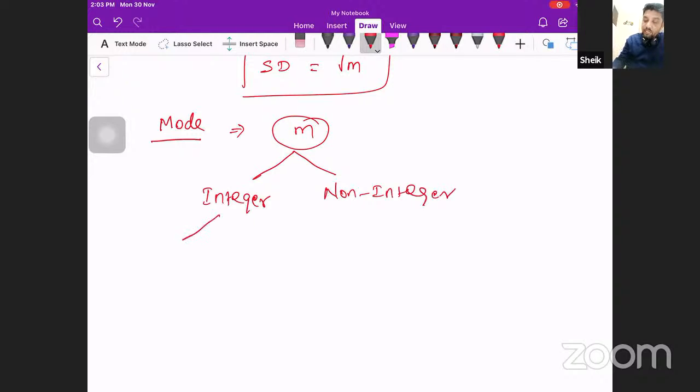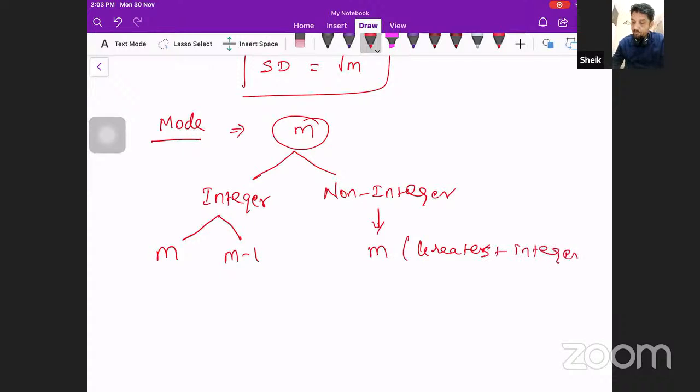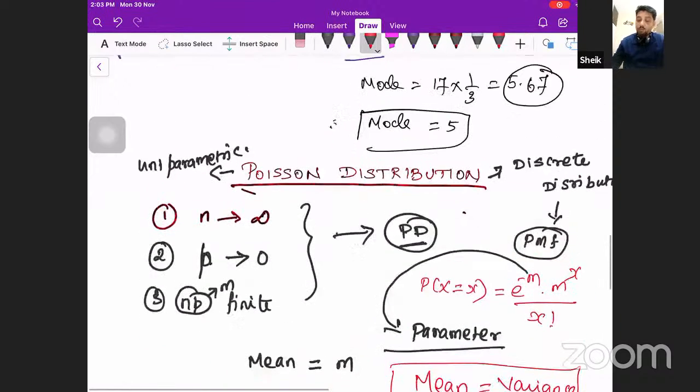If it is an integer, there are two modes. One mode is M, the other mode is M minus 1. If it is non-integer, it's unimodal, with the greatest integral value, the greatest integer of M, as we did previously. Here it is bimodal and this is unimodal.